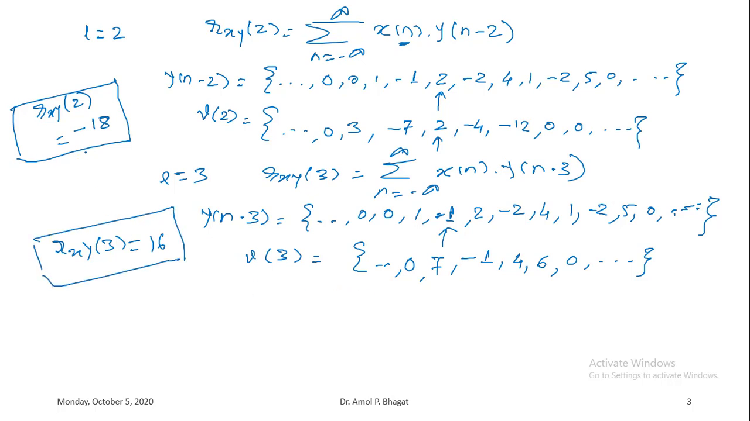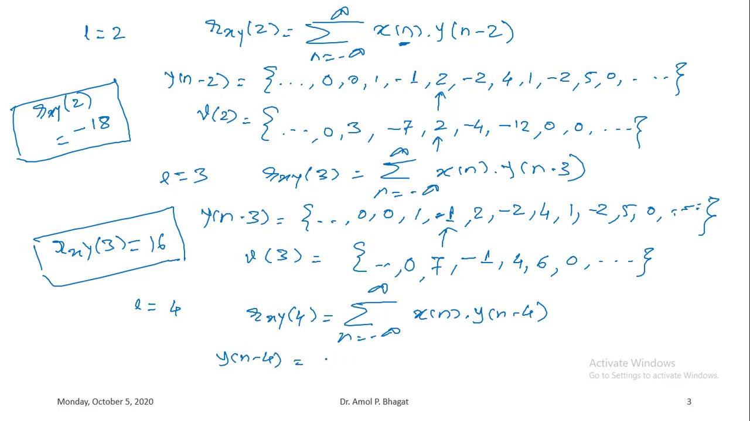Okay, you can write down these values below these sequences. As maximum things get covered in the single slide, I am writing likewise. Similarly for L is equal to 4, you will get the formula Rxy of 4 is equal to summation n is equal to minus infinity to infinity x of n into y of n minus 4. Again y of n minus 4 will be the same sequence, right?